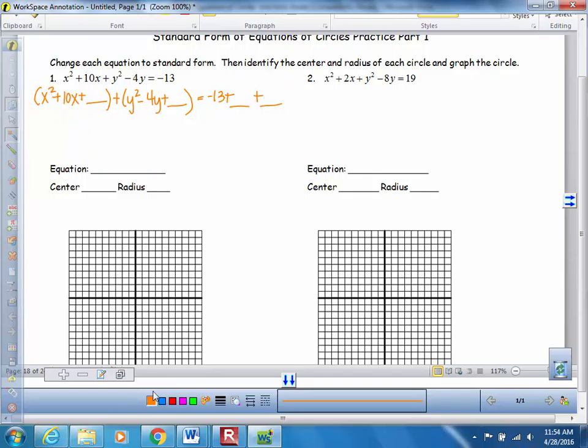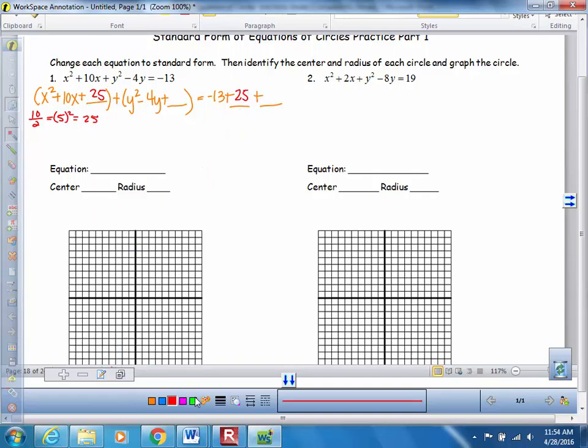So to complete the square for x, we would take our b, which is 10, divide it by 2, which would give us 5. We would square 5, and that would give us 25. So I'd put 25 in the parentheses with x. I'd put 25 on my right-hand side.